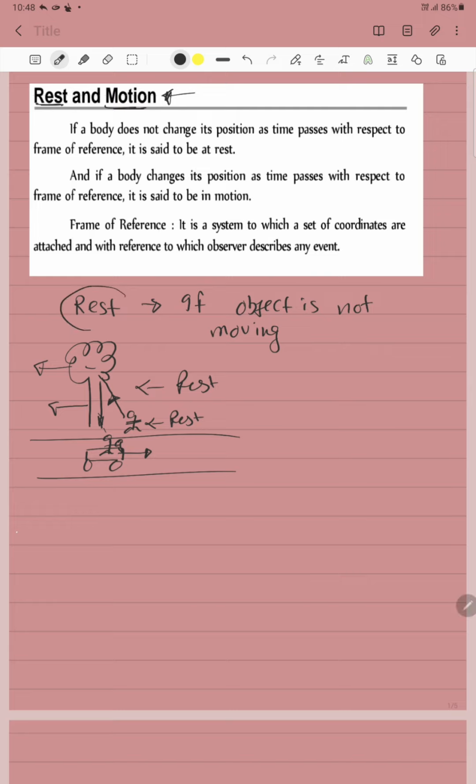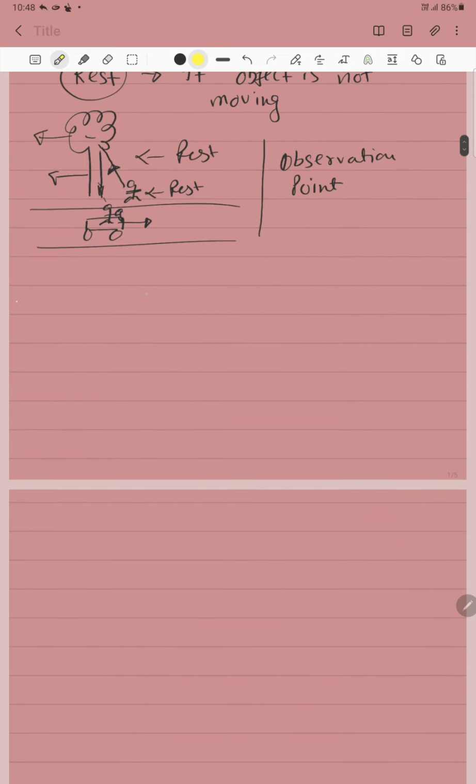So for defining rest or motion, you need to focus on two things. First thing, your observation point, or in other words, the frame of reference. And you can define rest like this. It is written here: if an object does not change its position with respect to time and with respect to the frame of reference, then it is said to be at rest. If an object changes its position with respect to time and with respect to the frame of reference, then it is said to be in motion. Now what do you mean by this thing?